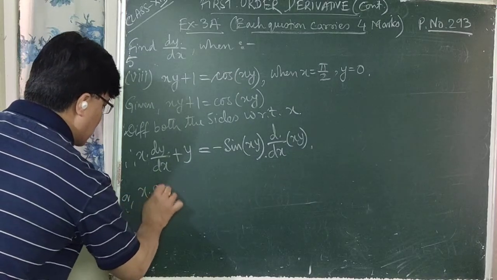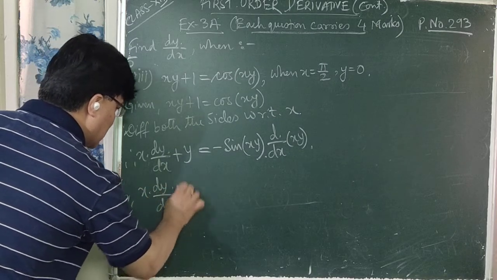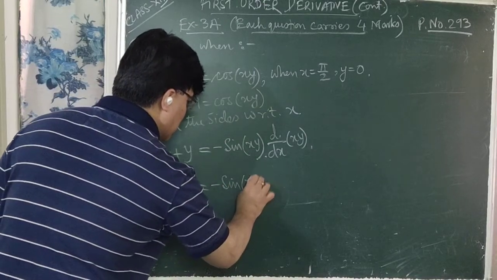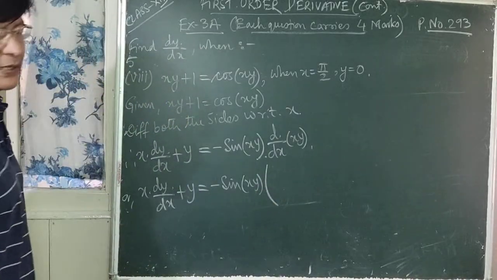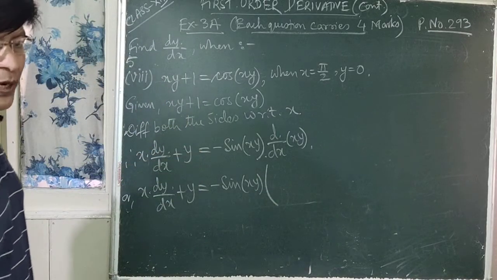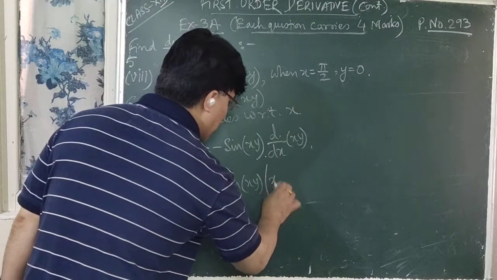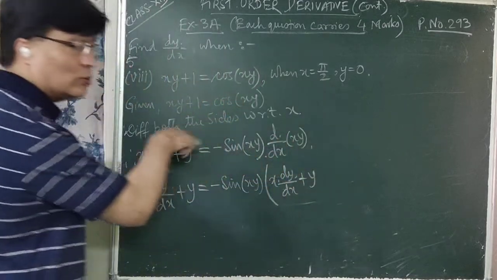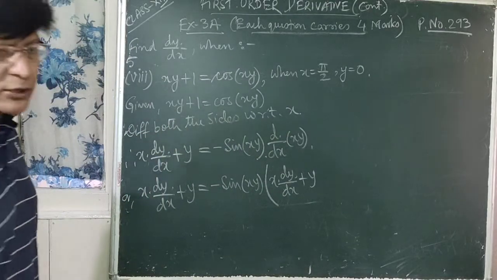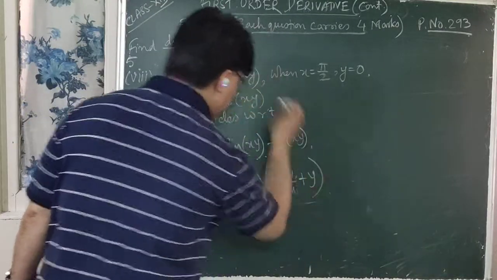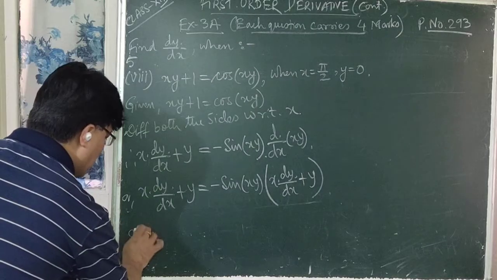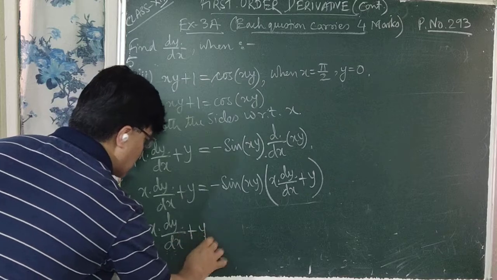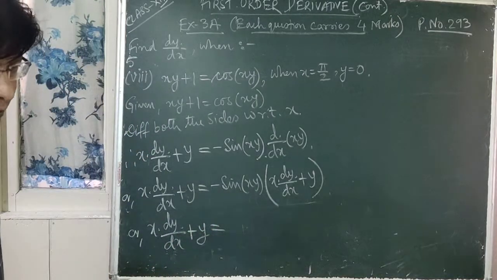So x into dy by dx plus y is equal to minus sine of xy. Now within the bracket, what is d by dx of xy? Use the UV rule. So x into dy by dx plus y into, what is the differentiation of x with respect to x? That is always 1, so it is only y. So let's simplify it. Keep the left hand side as it is. X dy by dx plus y is equal to, now simplify the right hand side.